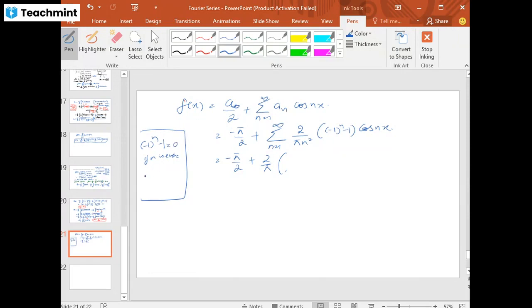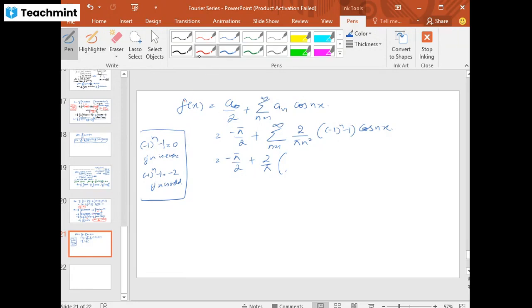And if n is odd, minus 1 raised to the power n minus 1 is minus 2, right? Because if n is 1, its value is minus 1 minus 1, which is minus 2. If n is 3, it is again minus 2, and so on. And if n is even, 2 minus 1 square is 1, so 1 minus 1 is 0. If I put any even value of n, its value is 0.